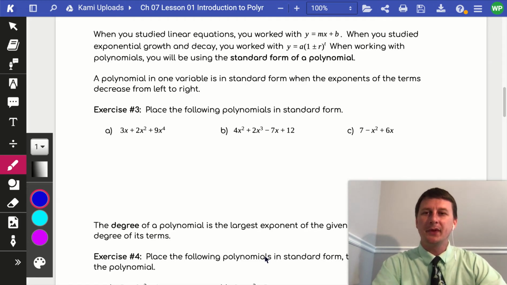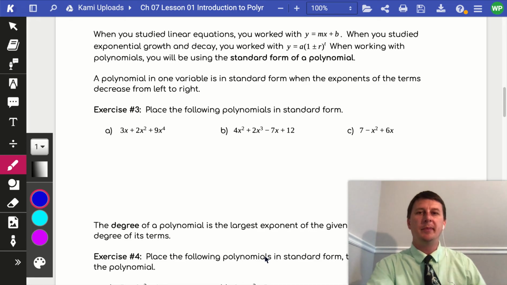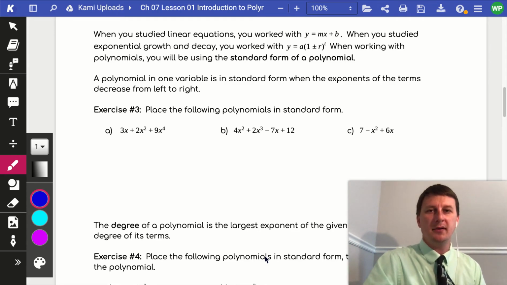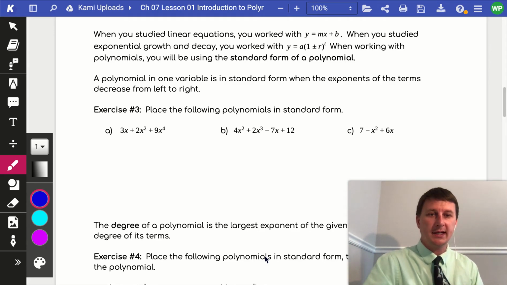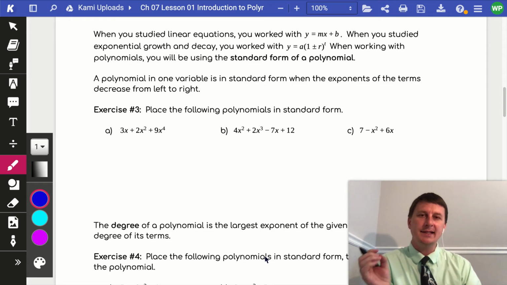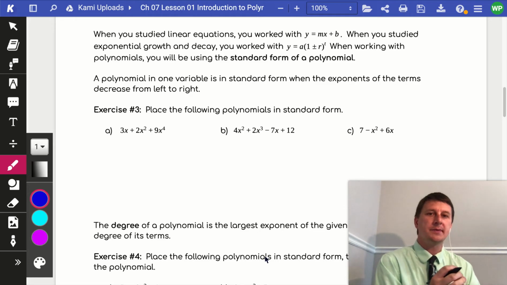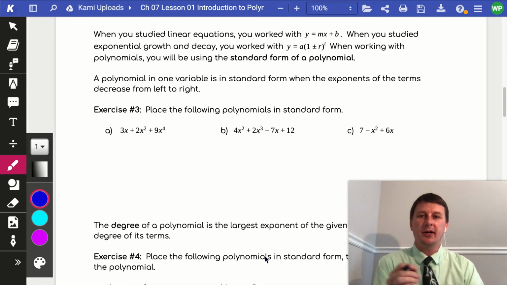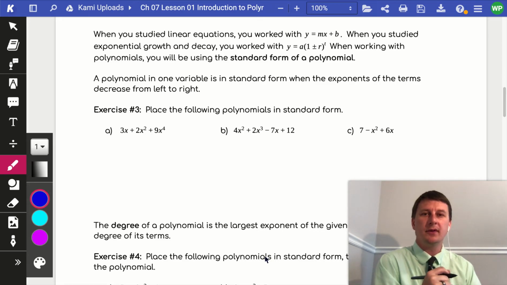It says up top, when you studied linear equations, you worked with y equals mx plus b. When you studied exponential growth and decay, you worked with y equals a times 1 plus or minus r to the power t. And when working with polynomials, you'll be using the standard form of a polynomial. A polynomial in one variable is in standard form when the exponents of the terms decrease from left to right. So in other words, we want to line up our terms so that the highest exponent is first and the lowest exponent is last. So we want our exponents to decrease as we read it from left to right.